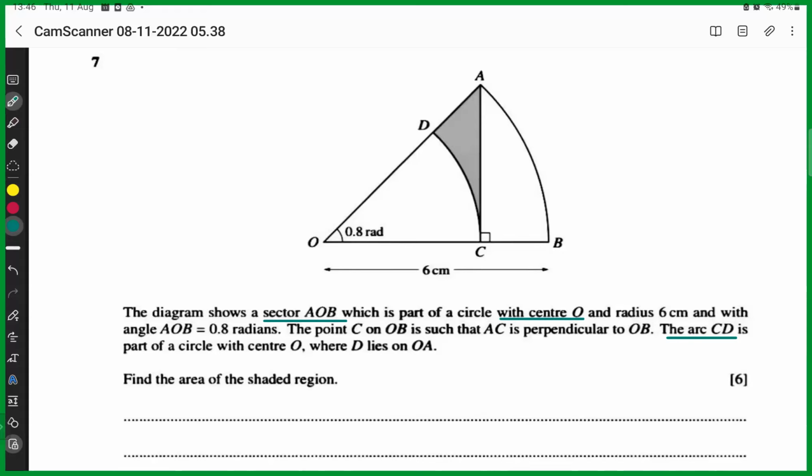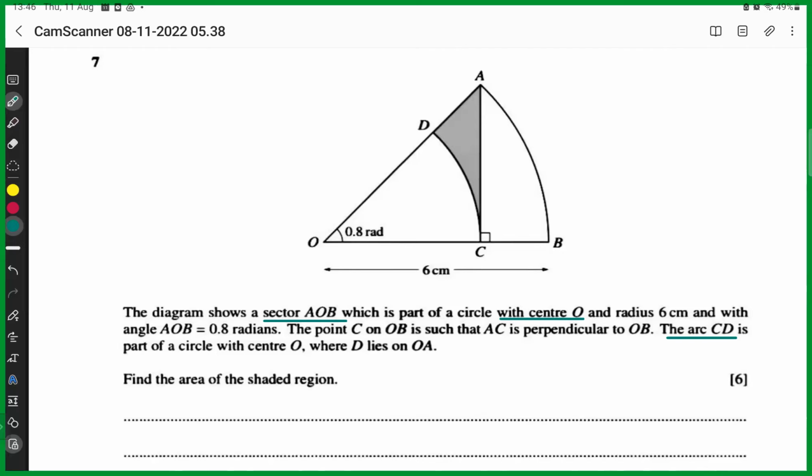So for both these arcs, the angle is 0.8 radians. The only difference is in their radius basically. For the bigger arc, the radius is 6 centimeters, and for the smaller arc, we do not have the radius. Okay, this is basically the idea in this question.